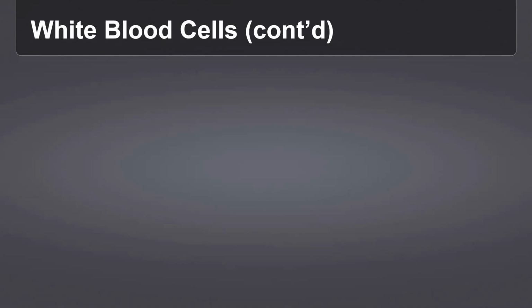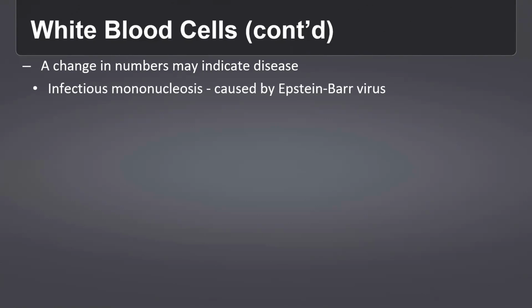All right. The next slide is what I told Jack earlier about, disorders or diseases with white blood cells. An increase or a decrease in white blood cell numbers can, not always will, but can indicate a disease. There's something called infectious mononucleosis, caused by Epstein-Barr virus, which is sometimes just called mono.